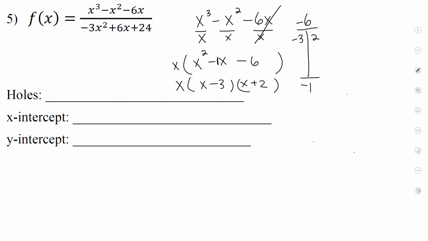Now I'm going to do the denominator. I'm going to do it over here. Guys, what can all 3 of these be divided by? No, negative 3. There we go. So negative 3 is on the outside. What's left? Good. Perfect. Good, Jaren.